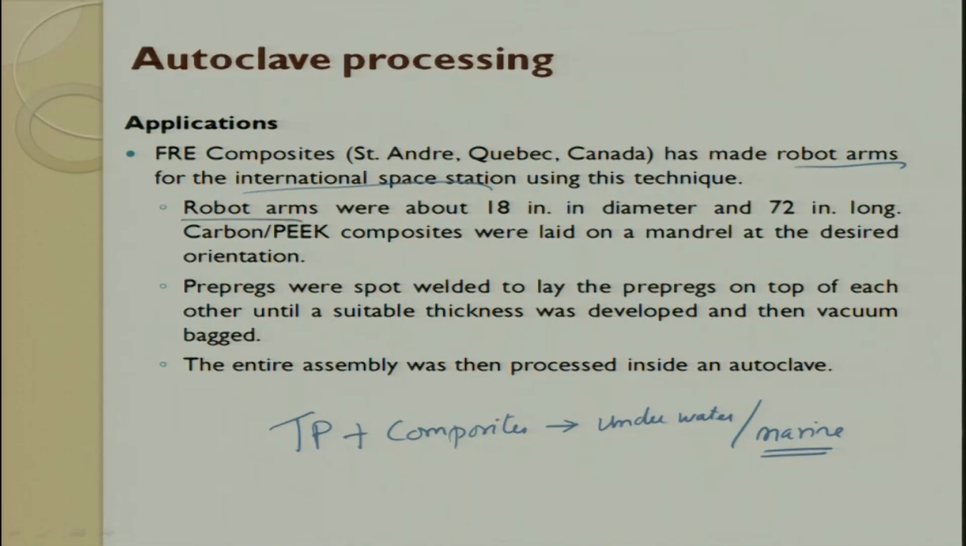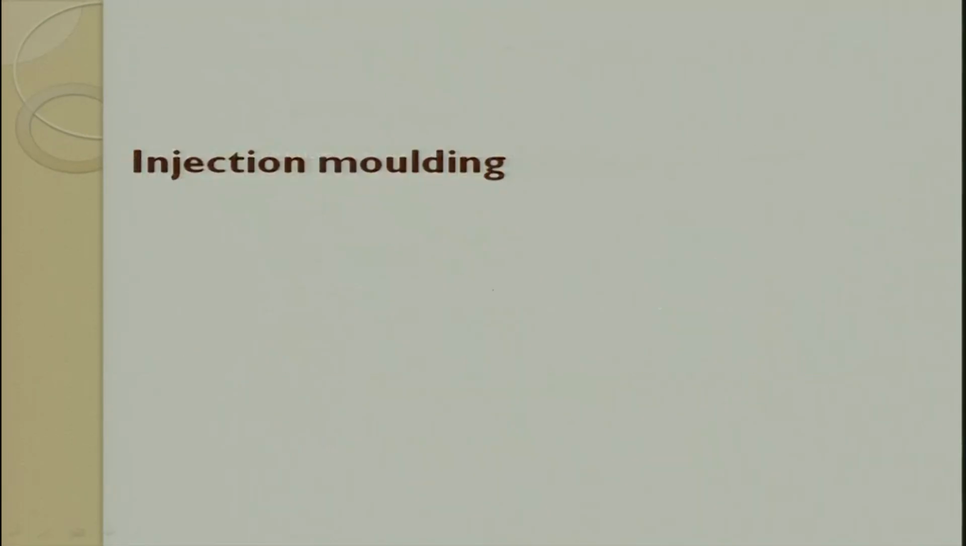So, here the robo arms of 18-inch diameter and 72-inch long carbon PEEK composites are made of required orientation, and then final consolidation. They have been made through tape casting process, and then tape winding process, and then they have come to autoclave process to get consolidation. The prepregs are spot welded so that they do not move, and then the entire process is done in autoclave.